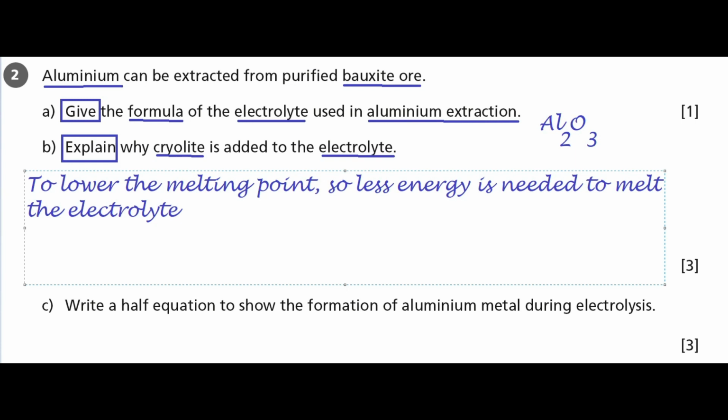And remember, electrolytes have to have ions that are free to move, otherwise electrolysis can't happen. And that can only happen if the ionic compound is dissolved in water, and aluminium oxide doesn't dissolve in water, or if it is molten, a liquid. So if I require less energy, from an industrial point of view, that means that the costs are reduced.